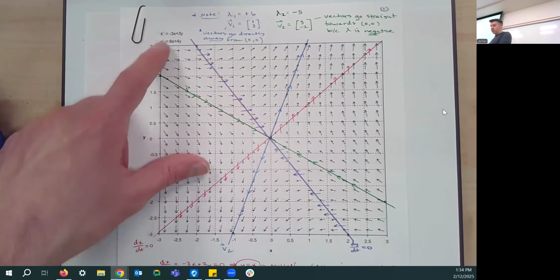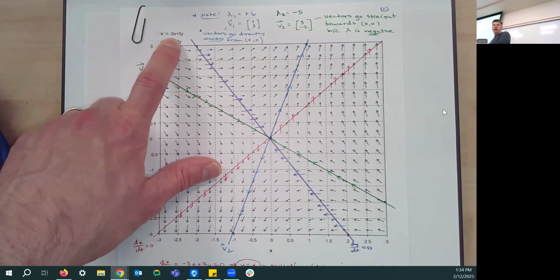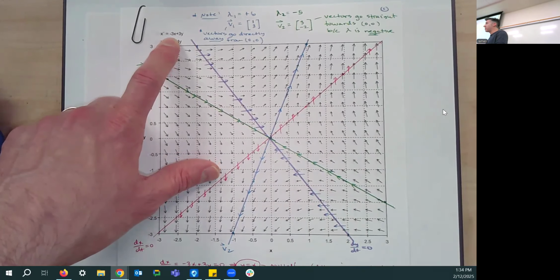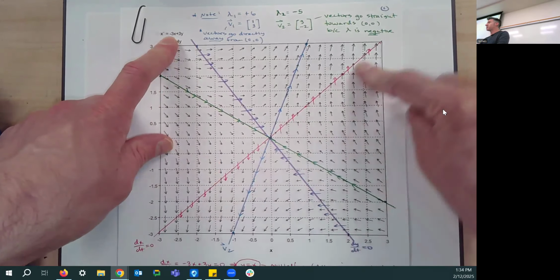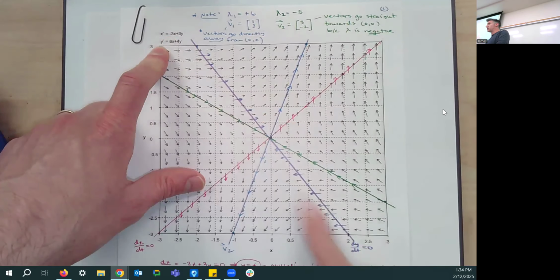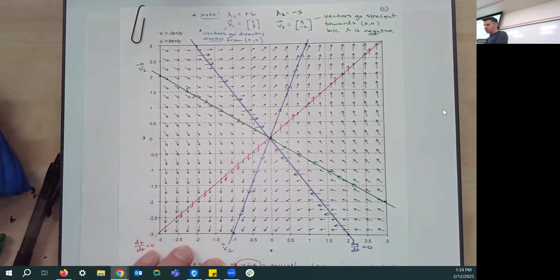Which you can see, right? If you set dx/dt equal to 0, you get negative 3x plus 3y equal to 0, which gives you y equal to x. So that's exactly y equal to x. Setting dy/dt equal to 0 gives you something similar. I'm not super in love with this, so let's look at something else though.